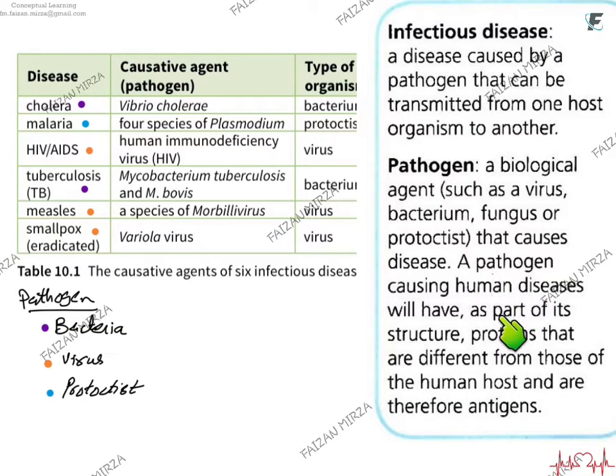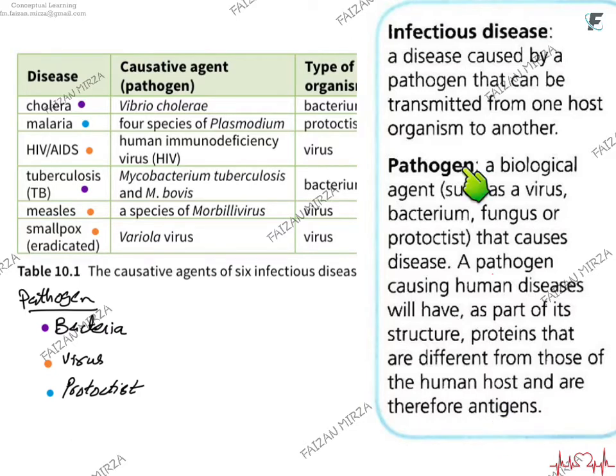A pathogen causing human disease will have, as part of its structure, proteins that are different from those of human hosts, and these are regarded as an antigen. You can recall antigens we have discussed in the cell membrane: antigens are cell surface markers. So the moment a pathogen enters your body, your immune cells have the ability to recognize the foreign antigen as a non-self antigen, because they have seen this antigen for the first time.